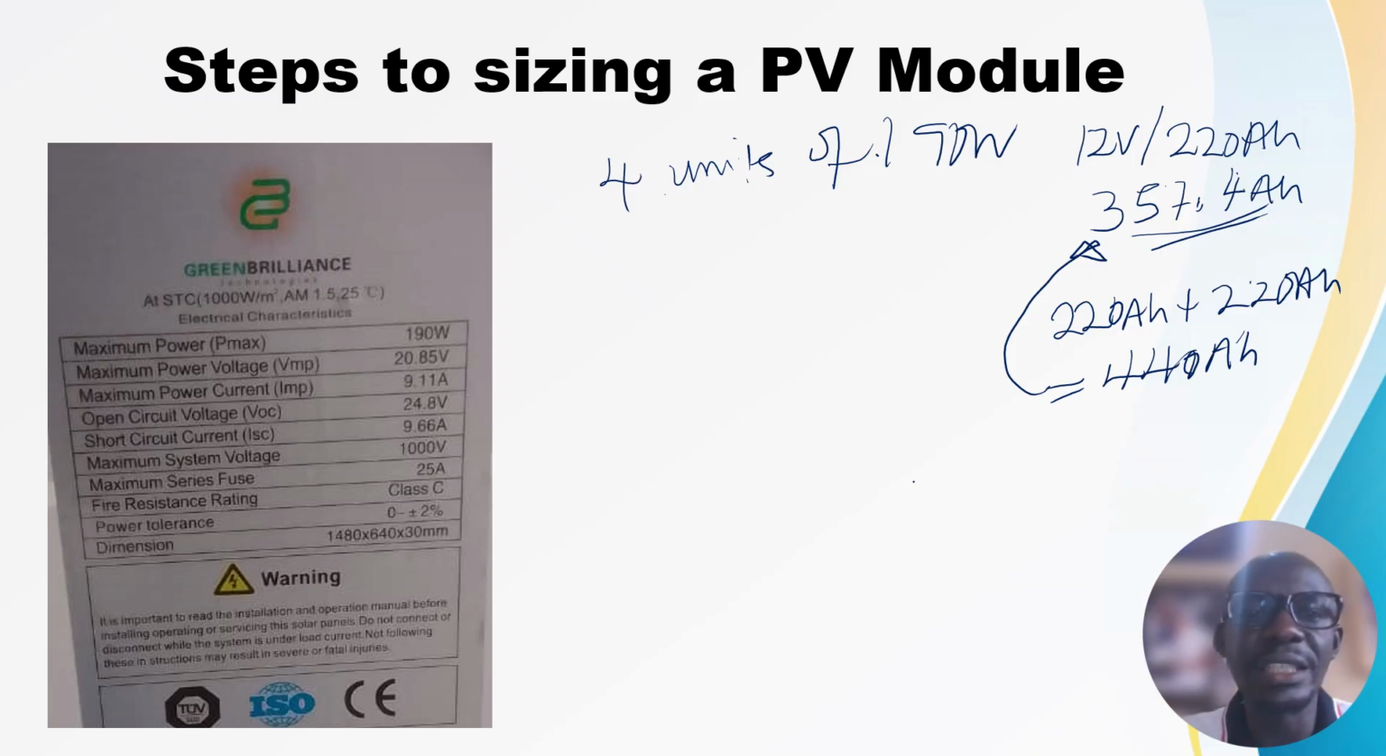So, for instance, now I need 4 units, and you equally need a good current.